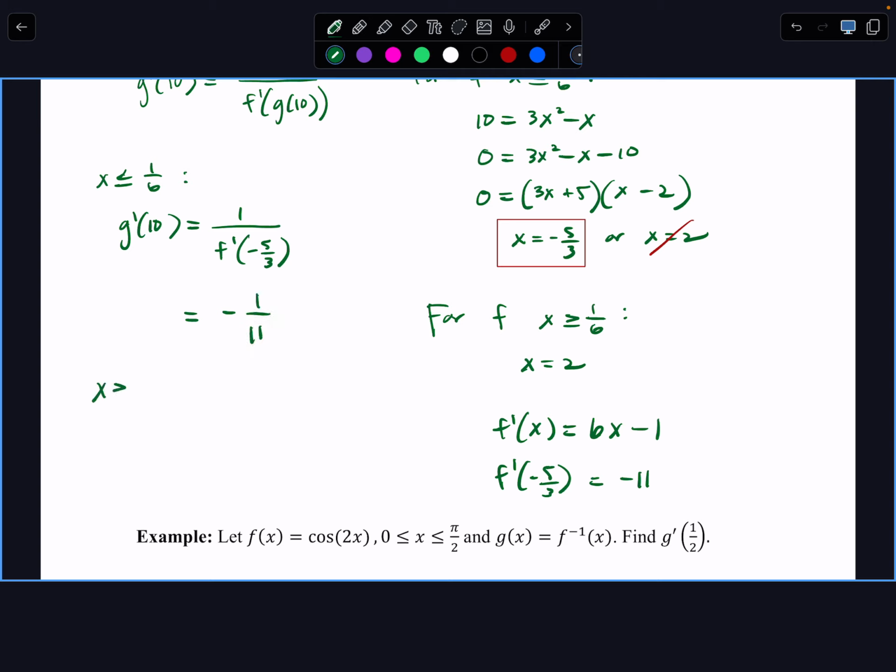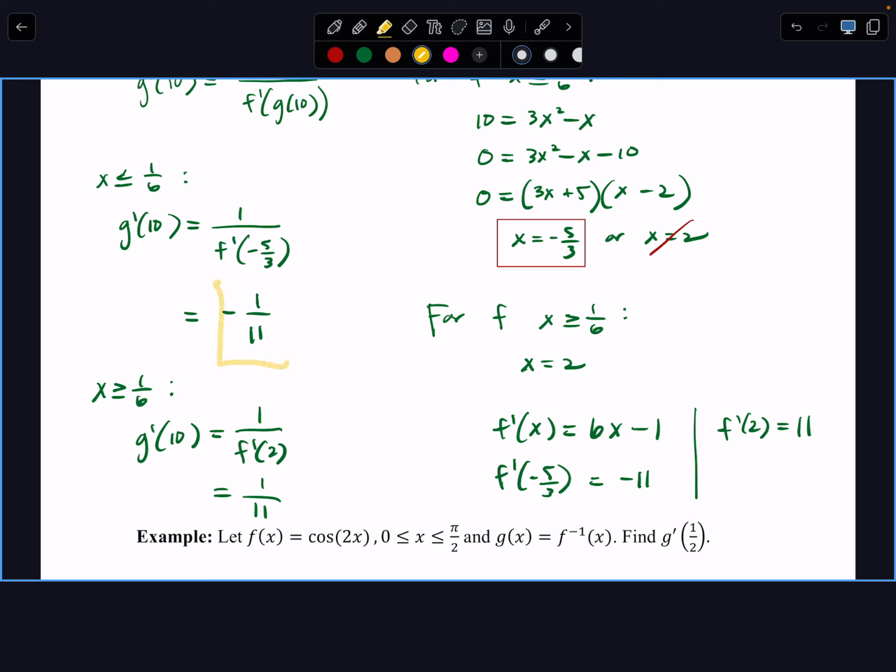And whenever x is greater than or equal to 1/6, g prime of 10 will be 1 over f prime of 2, which ends up being 1 over 11, because f prime of 2 is 11. So 2 answers. Do you have to do both on the test? Yeah, of course. If I ask this exact question, you should have both answers there.